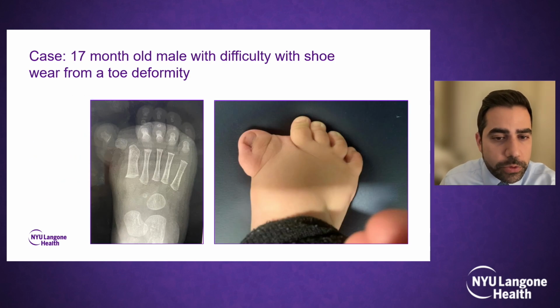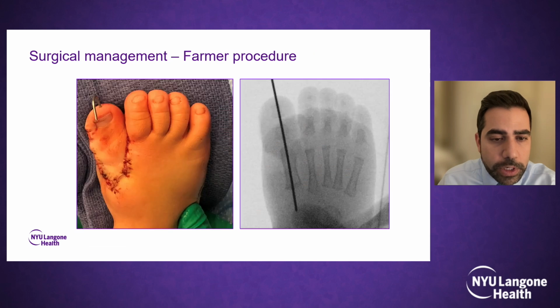So here's a case of a patient who came in at around 17 months with difficulty with shoe wear, and had been starting to walk around. You can see there's a polysyndactyly as well, that's preaxial, in addition to the misalignment of the foot. This is typically corrected through a procedure called the Farmer procedure, where a flap is taken from the first web space and transferred medially, and the toe is realigned along with the metatarsal, and then pinned in place temporarily.